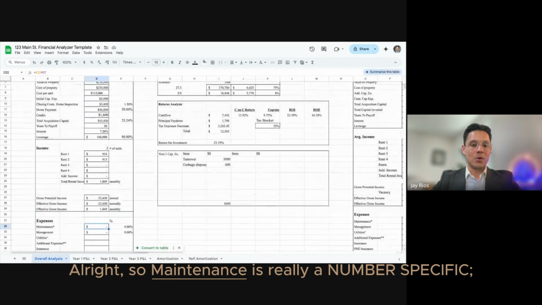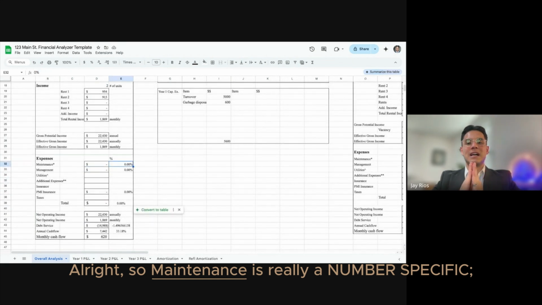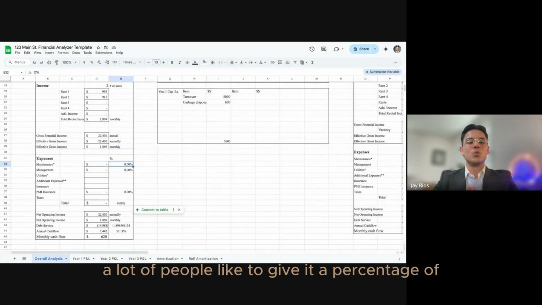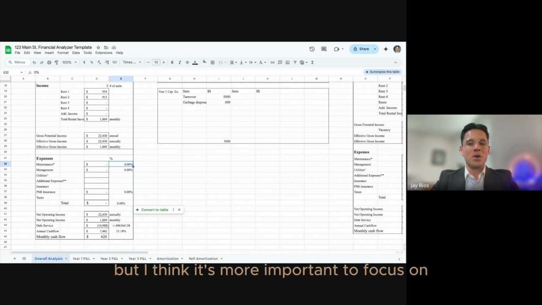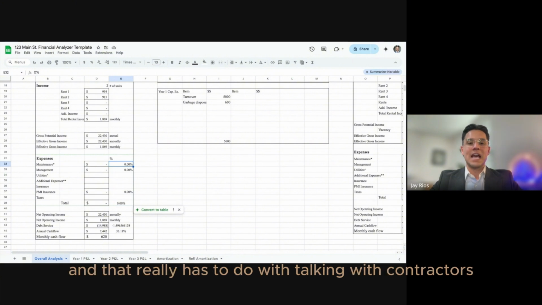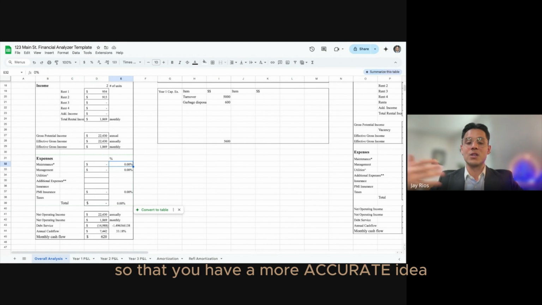All right, so maintenance is really number specific. A lot of people like to give it a percentage of gross potential rent, but I think it's more important to focus on how much you actually think you'll spend, the monetary exact amount. And that really has to do with talking with contractors and people who are doing the work so that you have a more accurate idea of how much it's going to cost.